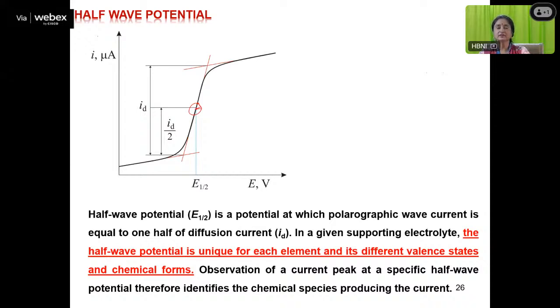So observation of a current peak at a specific half-wave potential therefore identifies the chemical species producing the current. Unlike atomic absorption spectrometry or ICP-OES, where you are always determining the total concentration of the analyte, in electrochemistry you can find out the species, whether in the sample arsenic 3 is present or arsenic 5 is present, because you must be aware that between arsenic 3 and arsenic 5, arsenic 3 is more toxic. So if you want to know how much is arsenic 3 and how much is arsenic 5, you will not be able to do that with spectrophotometry or atomic absorption spectrometer. But in case of electrochemistry, that can be done.